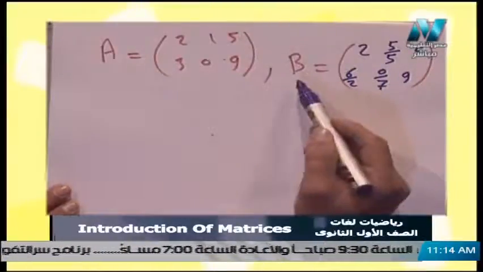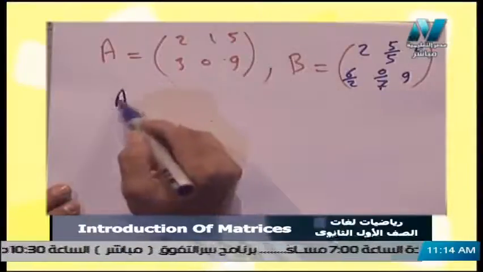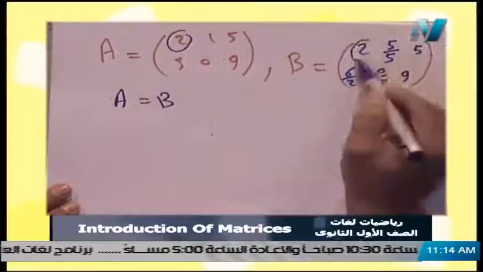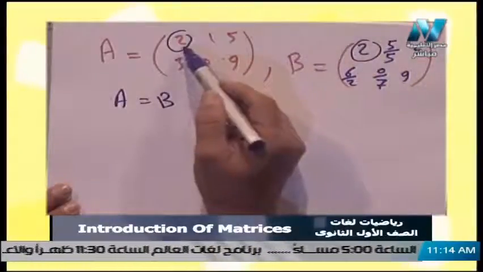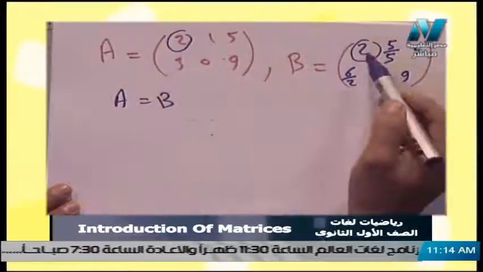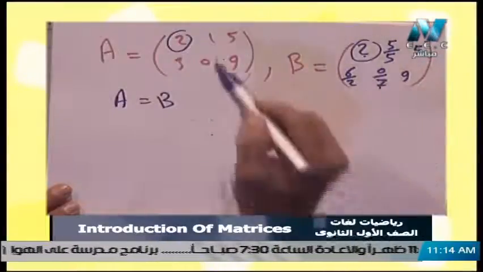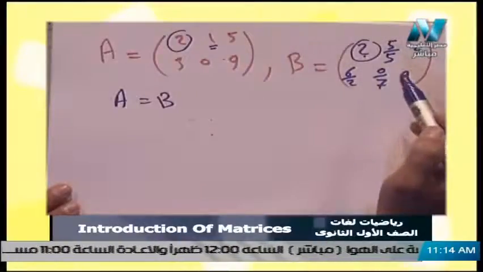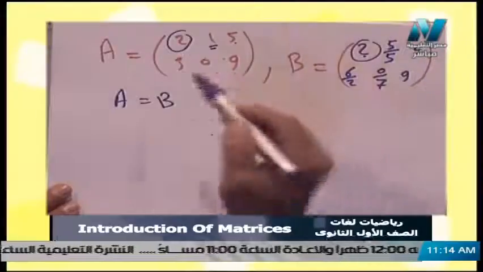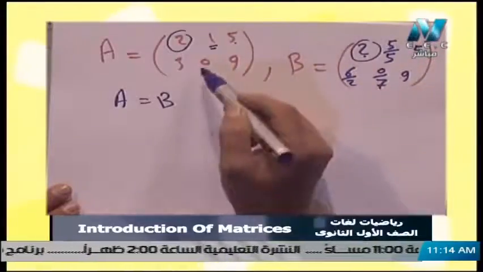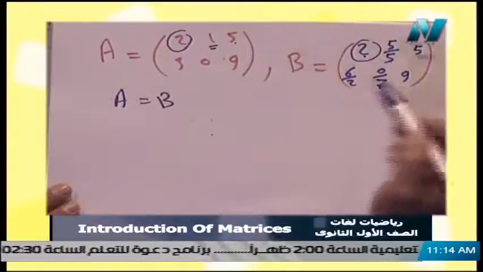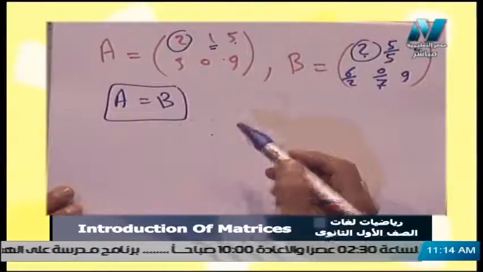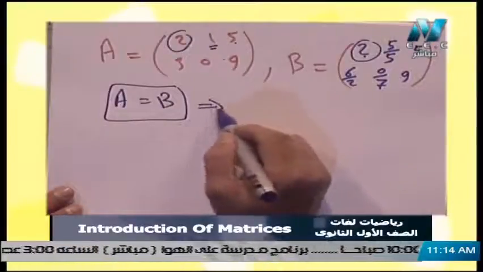Is A equal to B? Of course A equals B, because each element here equals its corresponding element here. A11 equals 2 and B11 equals 2 also. A12 equals 1. 5 divided by 5 equals 1 also. 5 equals 5 of course. 3 equals 6 over 2. 0 equals 0 over 7. 9 equals 9. So matrix A equals matrix B. Yes, you say that it's very easy.